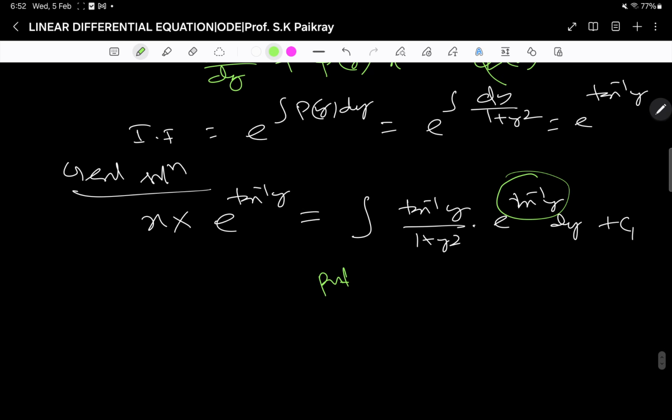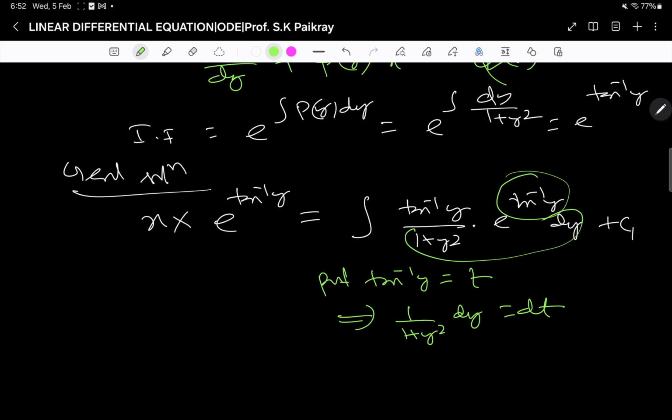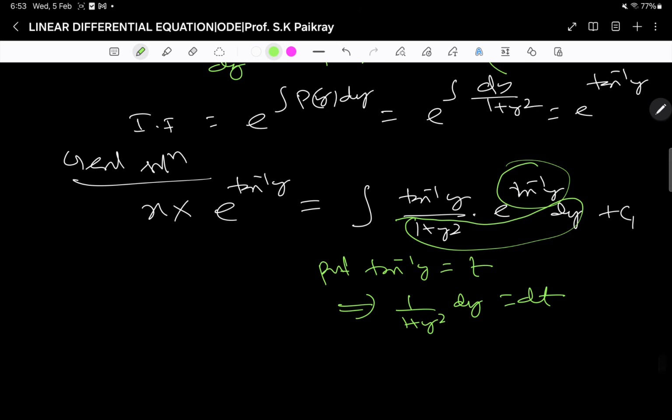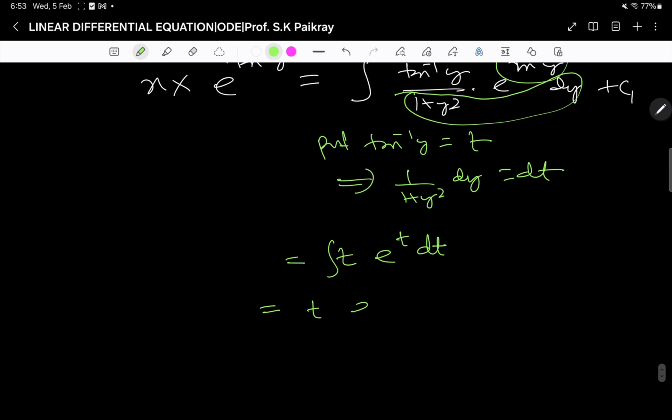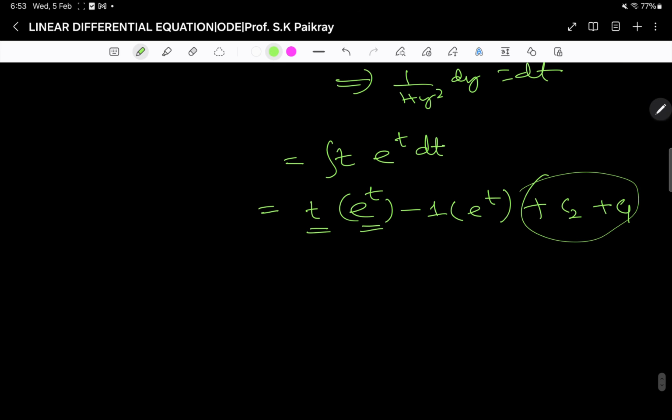Now you may put here tan inverse y is equal to t. Okay, put tan inverse y is equal to t. So that means the derivative of tan inverse y, 1 by 1 plus y square dy, is dt. Okay, so this is your dt here. So this is equal to t e to the power t dt. So now integrate by parts. So this is t integral of e to the power t, which is e to the power t, negative sign, the derivative of this is 1, the integral of this is e to the power t, there is a constant c2 and already there is a constant c1, these merged together to give you your c.